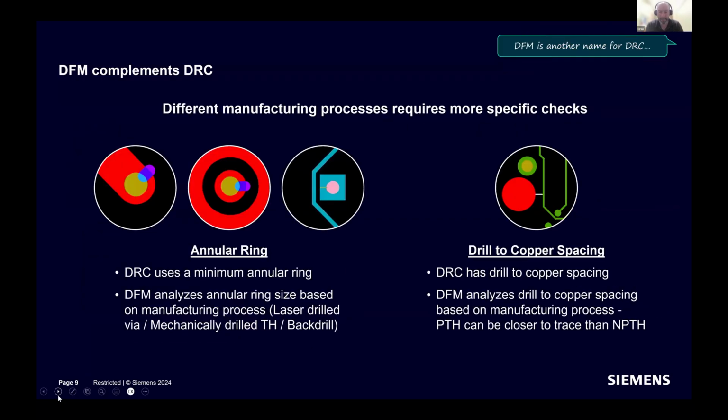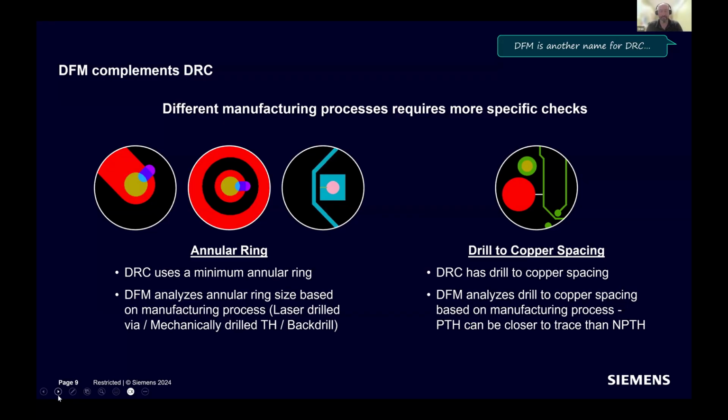So here's an example. If you're doing an annular ring, DRC uses a minimum annular ring, right? DFM will do that based on the manufacturing process. Is it a laser drilled, like Amit was talking about? Is it a laser drilled via? Is it mechanically drilled through hole? Is it a back drilled? Because each of these processes have completely different constraints. And as Amit was talking, drill to copper spacing. So DRC has one, but here we're going to look at DFM at the manufacturing process. Is it going to be plated, non-plated? So we are looking at the manufacturing process. And that's why it's very different than DRC.